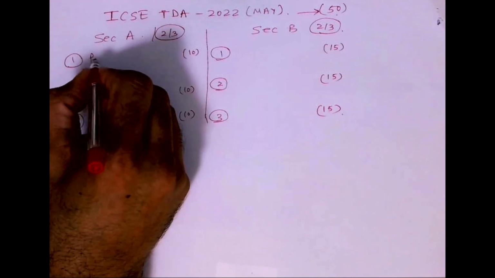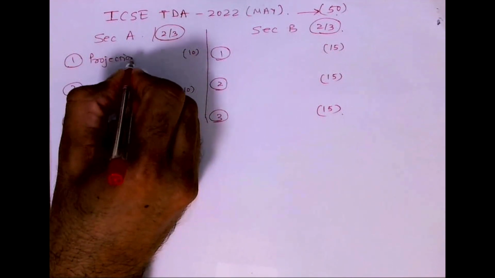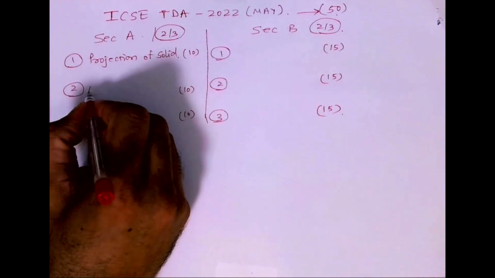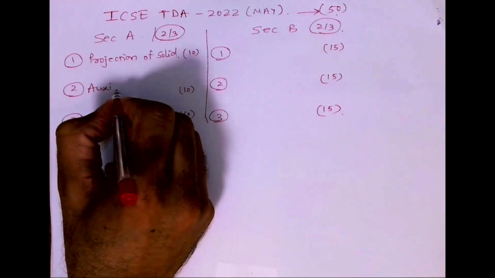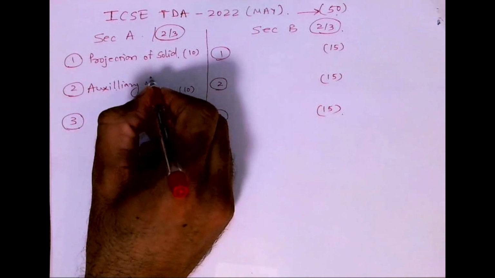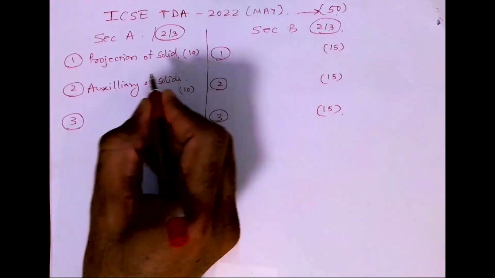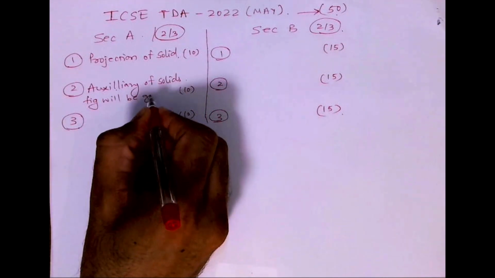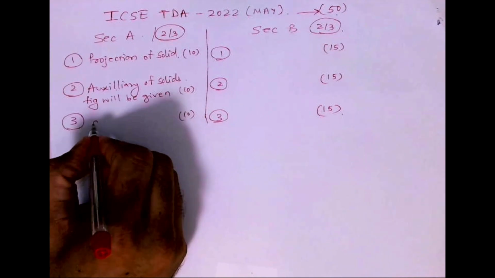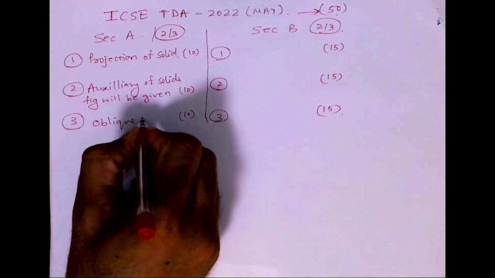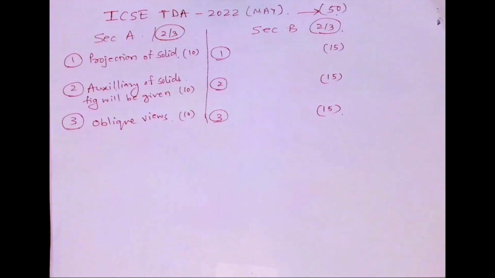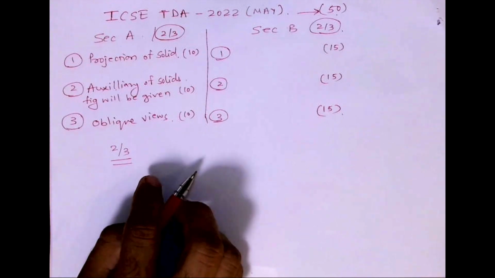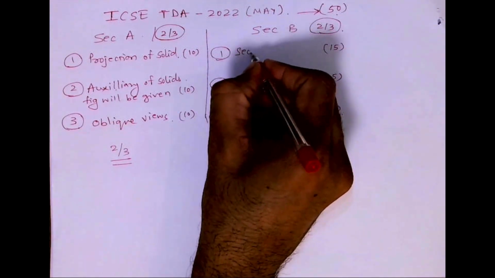Now in the first question you will be asked projection of solids. So you need to see the position and according to that you need to do it. And then you have auxiliary views of solids. In this they will give you the diagram. The figure will be given to you. And the third question would be oblique views. Out of these 3 you have to do any 2 in the board exam. Then in section B you will have sectional orthography.